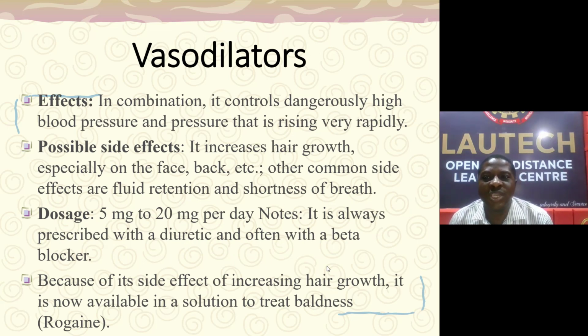It controls dangerously high blood pressure, and pressure that is rising very rapidly. Positive side effect: it increases hair growth, especially on the face and the back. Other common side effects are fluid retention and shortness of breath. Dosage is 5 milligram to 20 milligram per day. Note: it is always prescribed with a diuretic and often with a beta blocker.